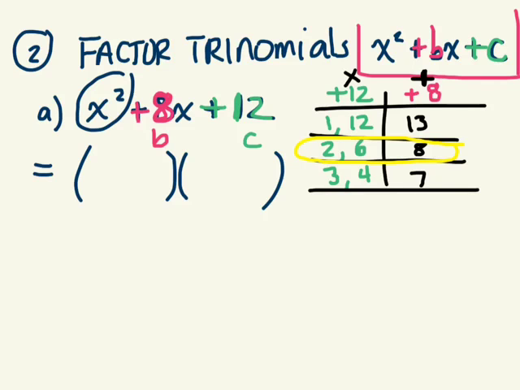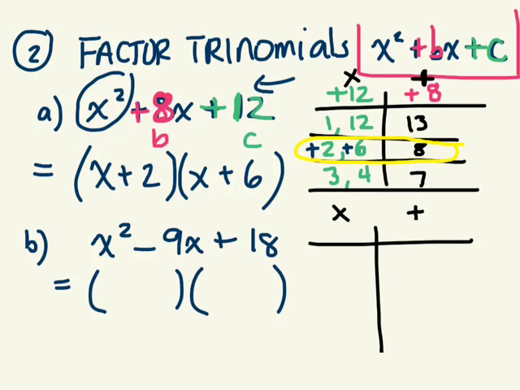Well, what times what gives you x squared? X times x. Remember this now? And we have a positive 2 and a positive 6. So plus 2, plus 6. That's factored form. If we were to expand this, it will bring us back to the original question. Factored form is just a different representation of standard form.